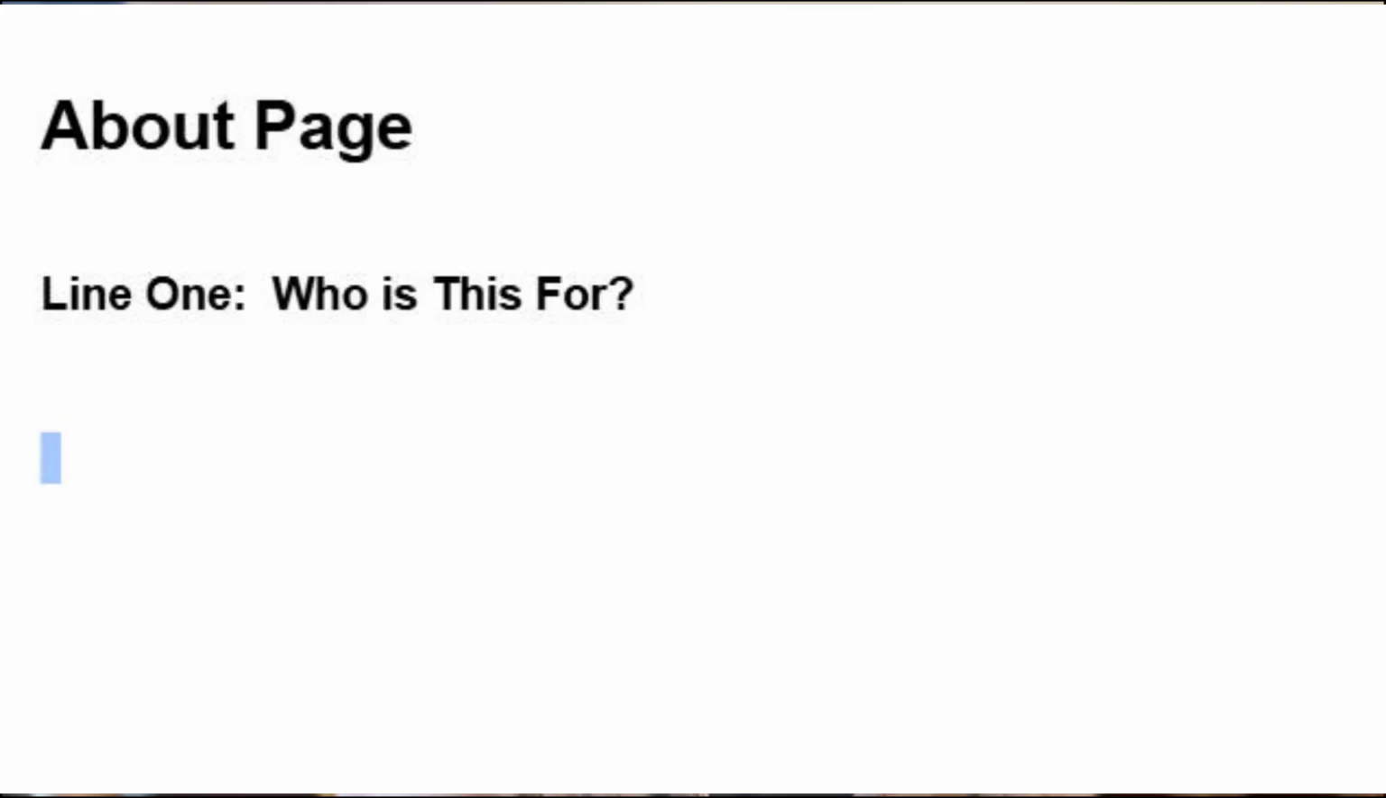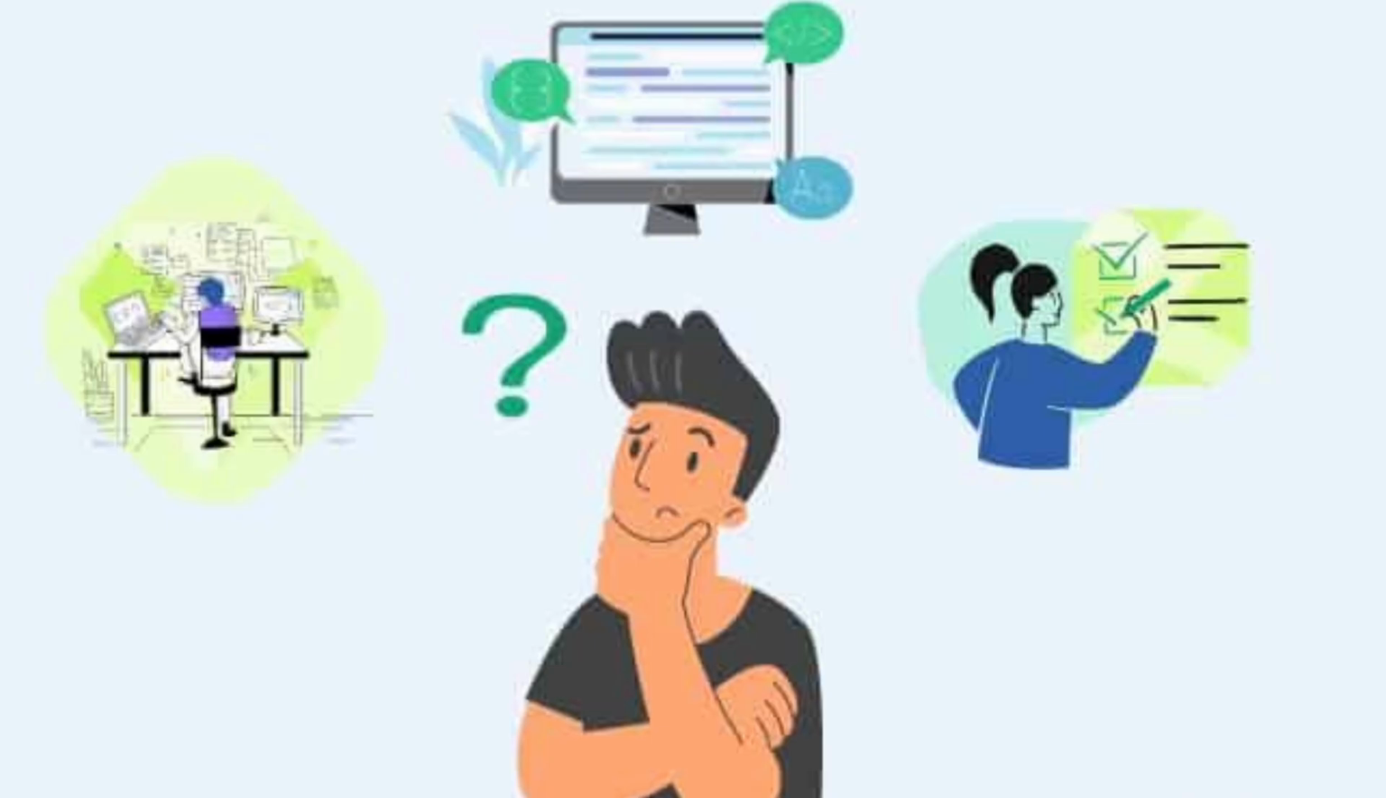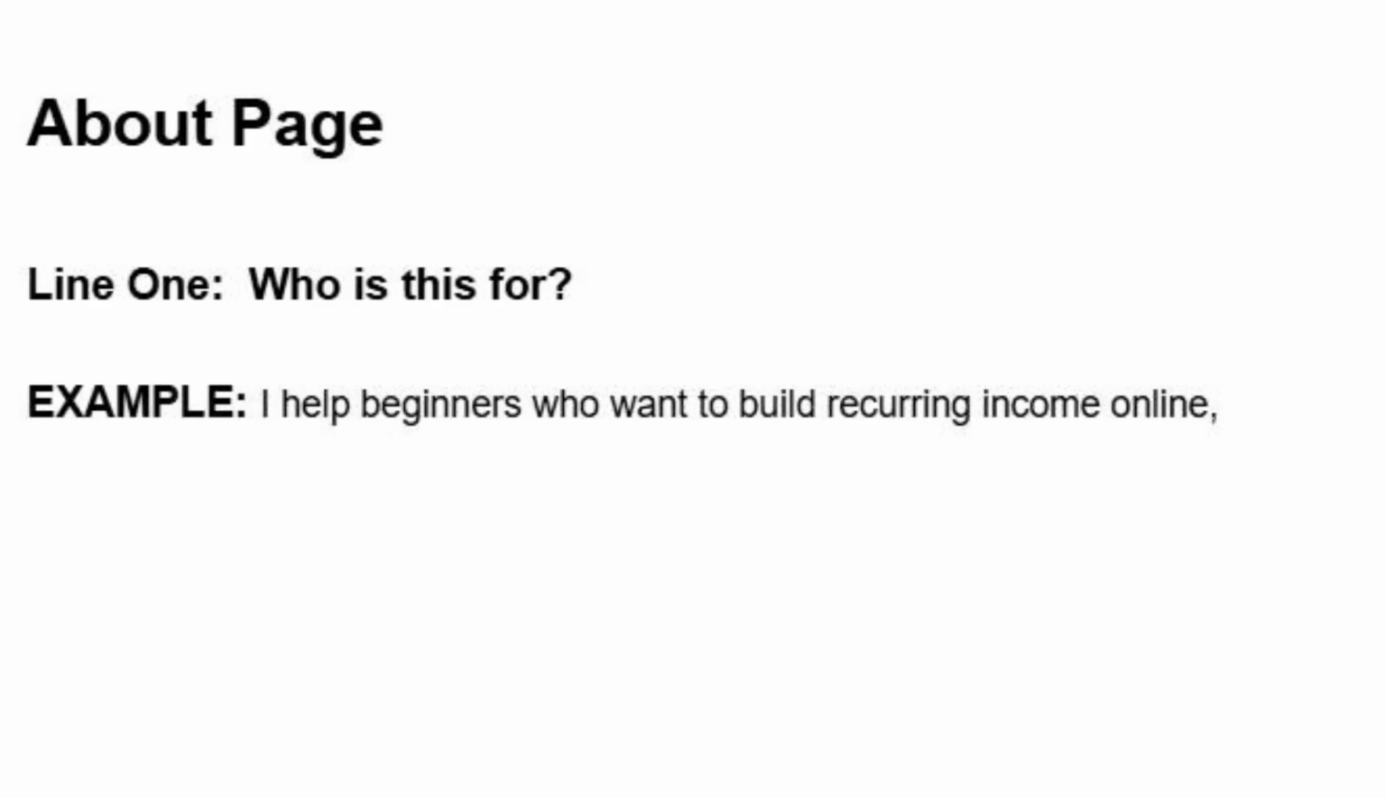Line 1. Who is it for? This is where you call out your exact person. Not everyone, not anyone who wants to learn. Be specific. Because clarity repels the wrong people and attracts the right people. Your first line should make someone say, yep, they know what they're talking about. Yep, that's me. Example, I help beginners build a recurring income online.